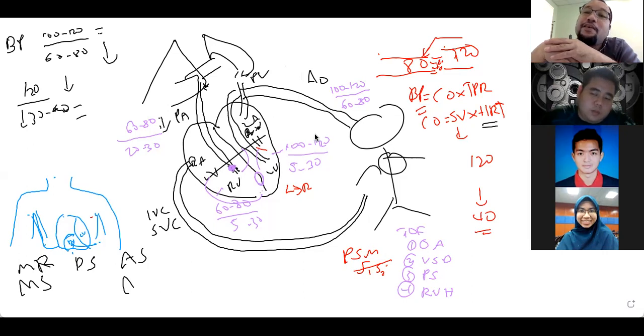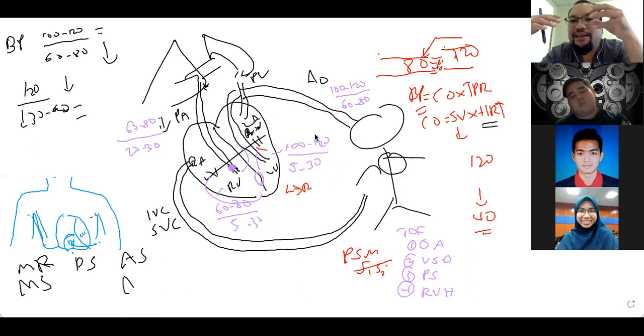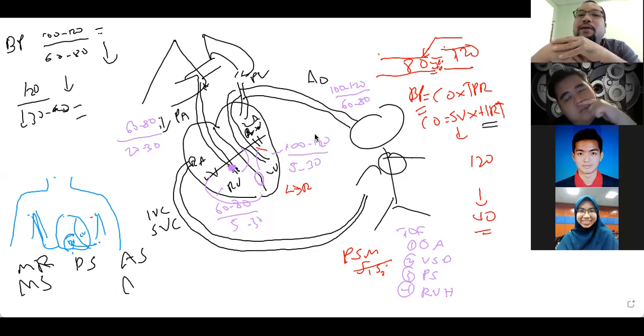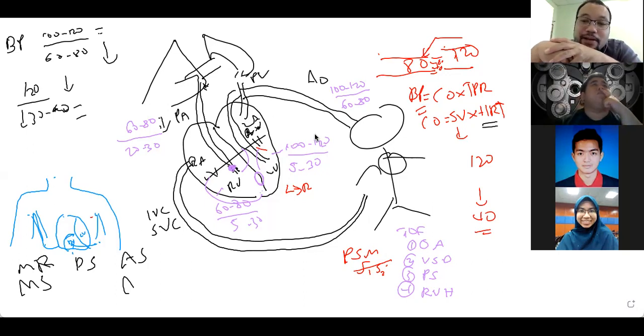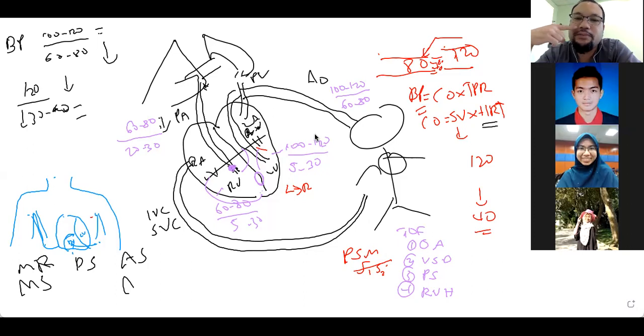Infundibular spasm. The PS can be infundibular, valvular, or supravalvular; it can be at many levels. If the PS is at the infundibulum, many reasons can cause infundibular spasm. That's why, what is the treatment for a hypercyanotic spell? What is the first thing we do? Oh, hypercyanotic spell is a very common question in exams.